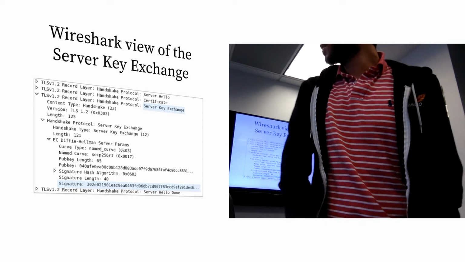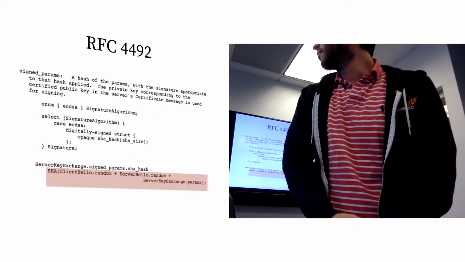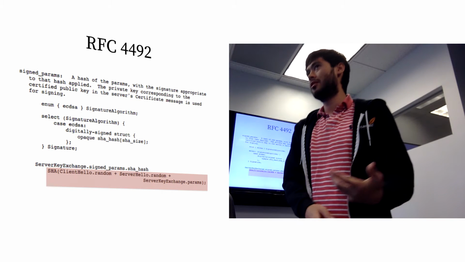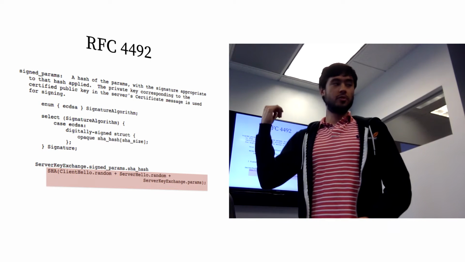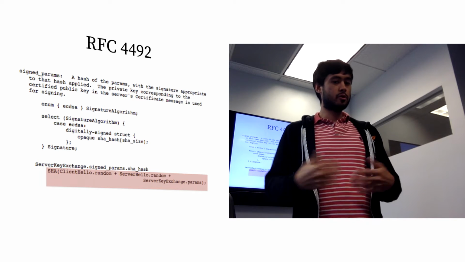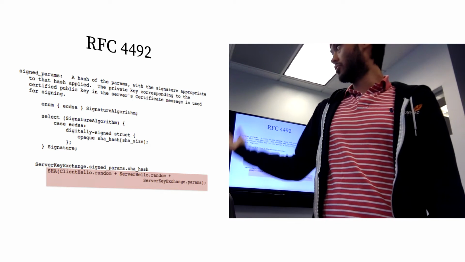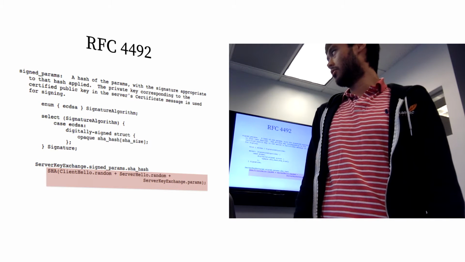All right, so what is the signature over? We can look at the RFCs, RFC 4492. RFCs are requests for comments. They are documents you can find on the internet that specify how some protocols work, like TLS. So that's where you want to look when you want to know what the signature is on.